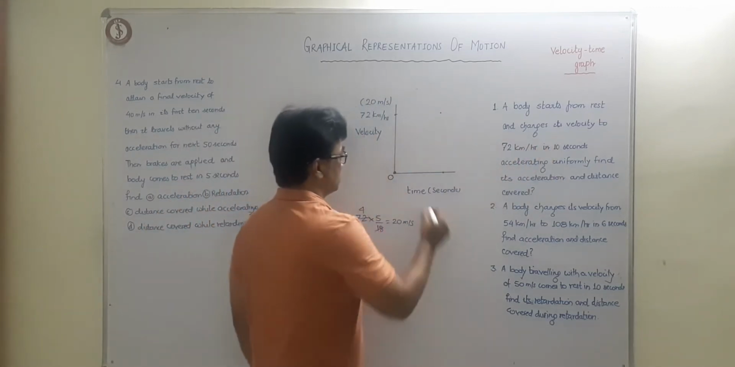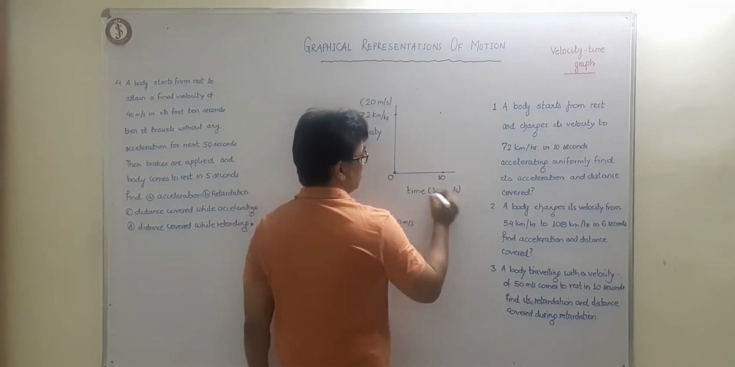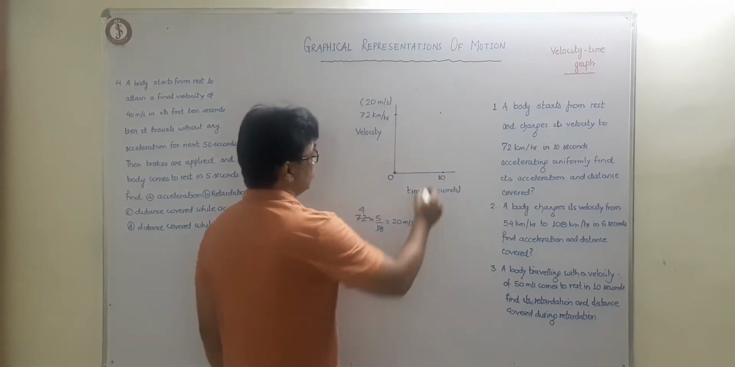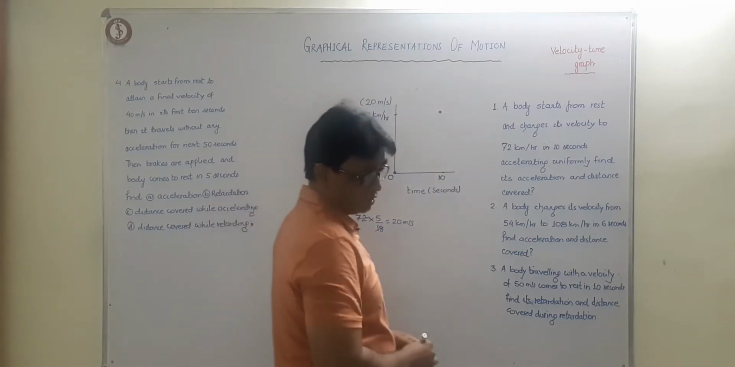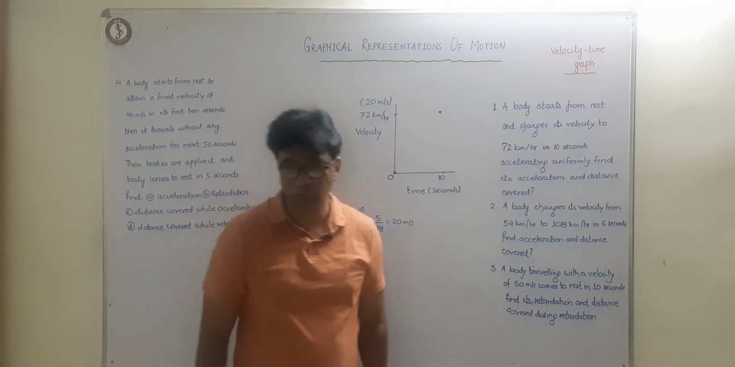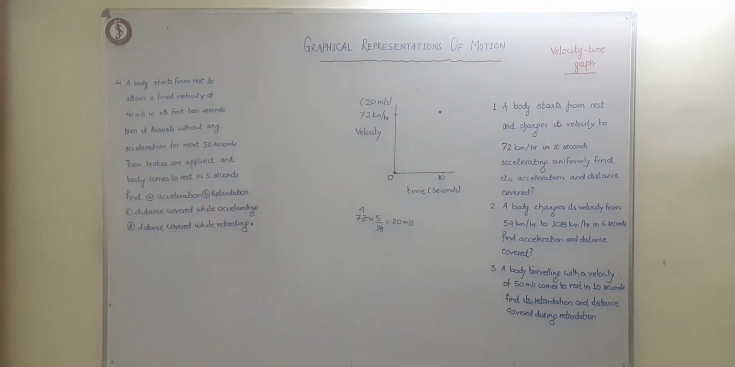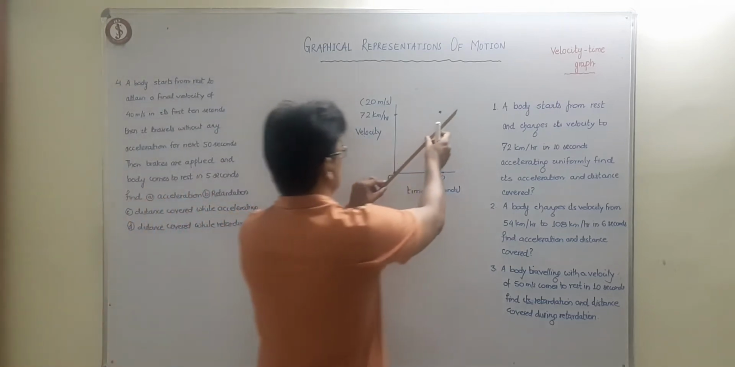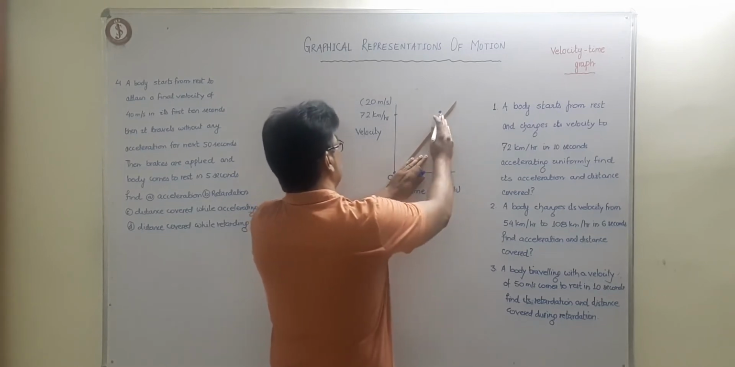So time is in seconds, so here we have 10 seconds. Now we plot this on a graph, 10 seconds and 20 meter per second. So now the graph is made. I will need a scale. My ready-made scale is here. So I join this with the use of the scale. Let us keep our work neat. We join these two points.